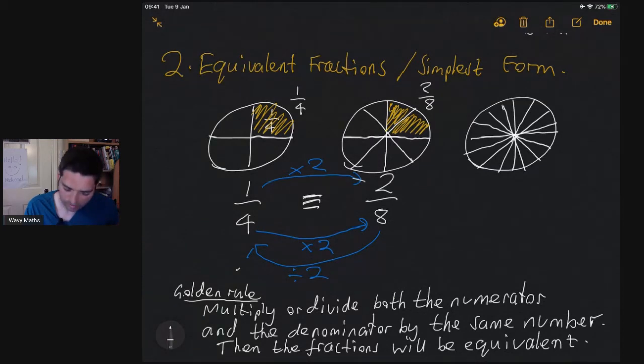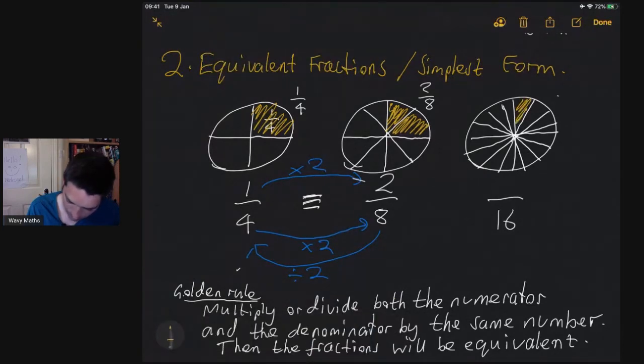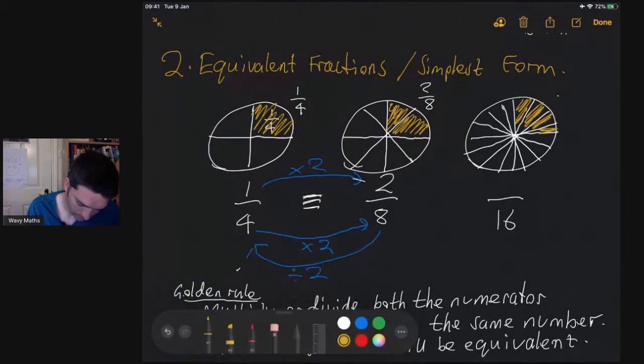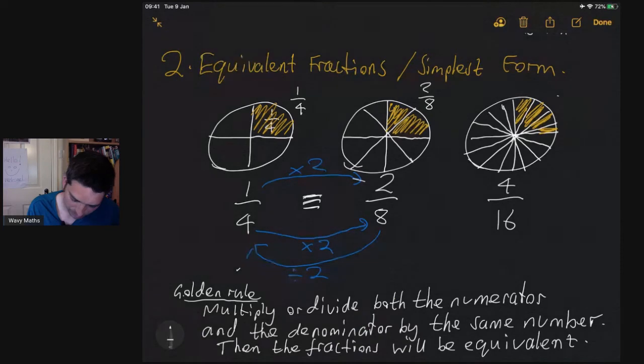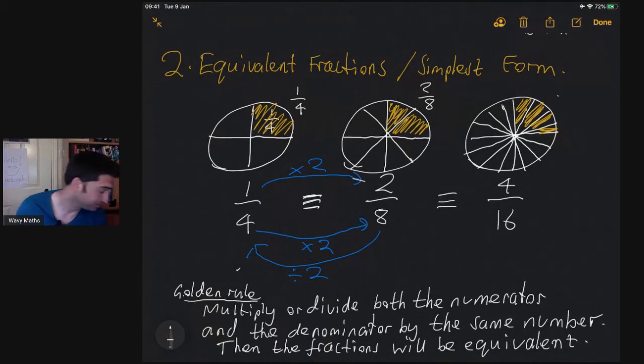So now we've got 16 pieces of cake. All right. And how many are we going to need to eat now to make it still a quarter? Well, we've doubled the number of pieces again, so we're going to need to double the number of pieces we eat. So that's going to become 4. So 1/4 is the same as 2/8, which is also the same as 4/16. It's the same amount of cake.